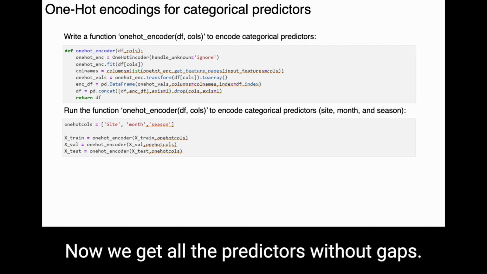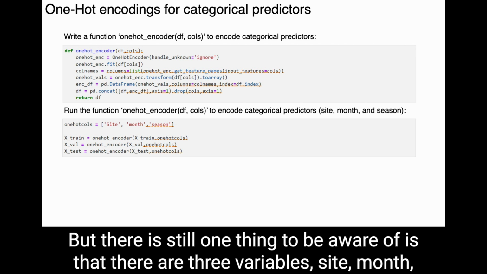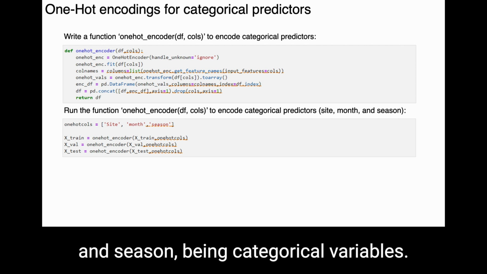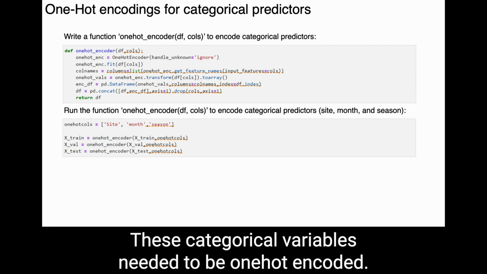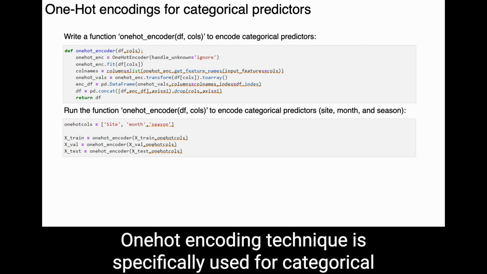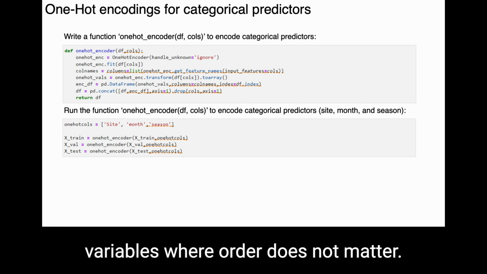Now, we get all the predictors without gaps, but there is still one thing to be aware of: there are three variables, site, month, and season, being categorical variables. These categorical variables need to be one-hot encoded. One-hot encoding technique is specifically used for categorical variables where order does not matter.